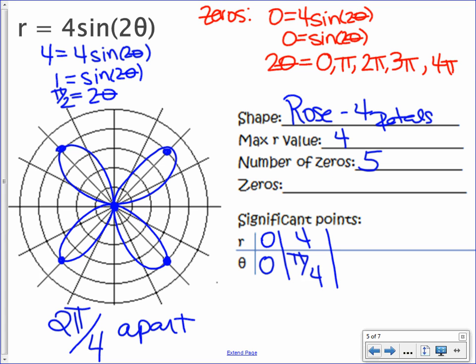Then what do we need to do? Divide by 2. So our zeros are at 0, pi over 2, 2 pi over 2, 3 pi over 2, and 4 pi over 2.